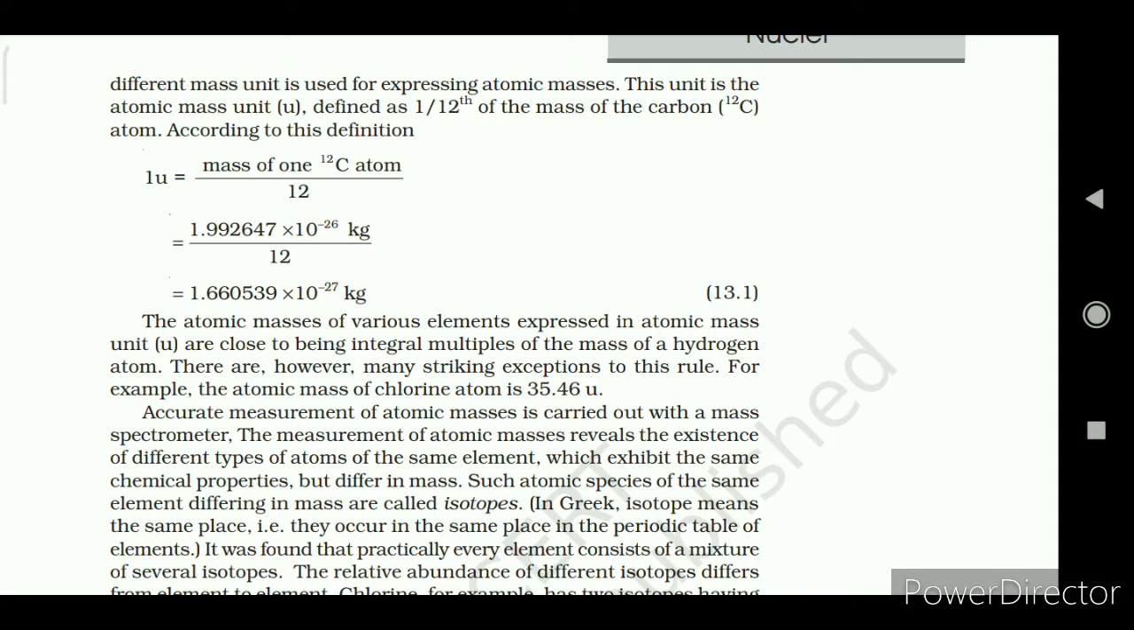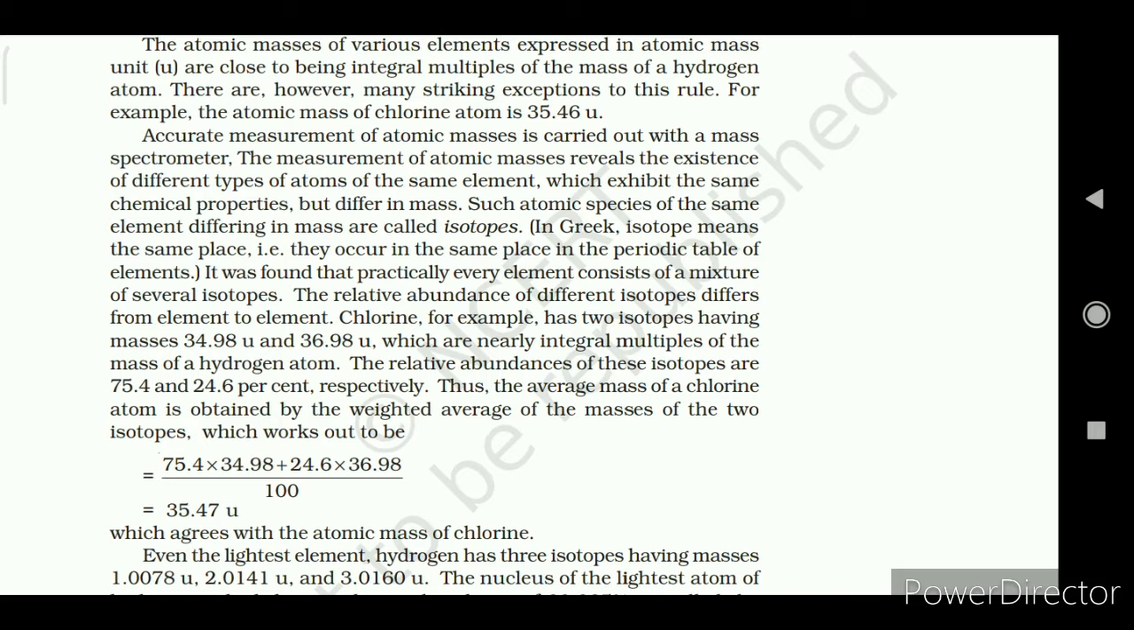Accurate measurement of atomic masses is carried out with a mass spectrometer. The measurement of atomic masses reveals the existence of different types of atoms of the same element, which exhibit the same chemical properties but differ in mass. Such atomic species of the same element differing in masses are called isotopes. It was found that practically every element consists of a mixture of several isotopes. The relative abundance of different isotopes differs from element to element. Chlorine, for example, has two isotopes having masses 34.98 u and 35.97 u, which agrees with the atomic mass of chlorine.